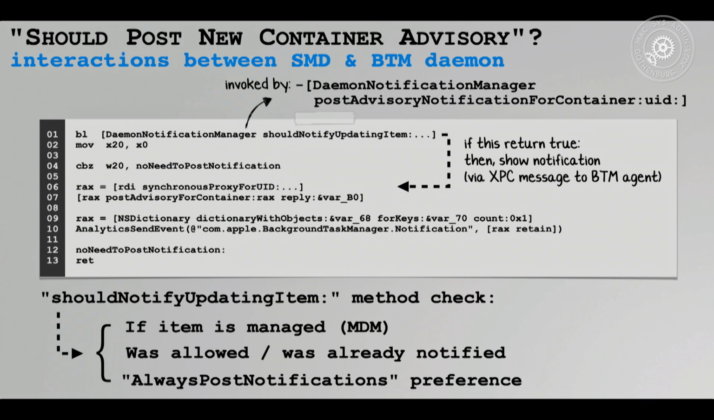This is good because you can imagine in a managed environment, you might want to push out a new install and not have pop-ups to all your users. So Apple thought about this and said, okay, cool, MDM managed environments, let's provide a way to override this alerting mechanism. That makes sense. There's also a few other things that are set, but ultimately this method will normally return true, which then means that the background task management daemon will talk to the agent and say, hey, you should really display an alert to the user that something new was just persisted.